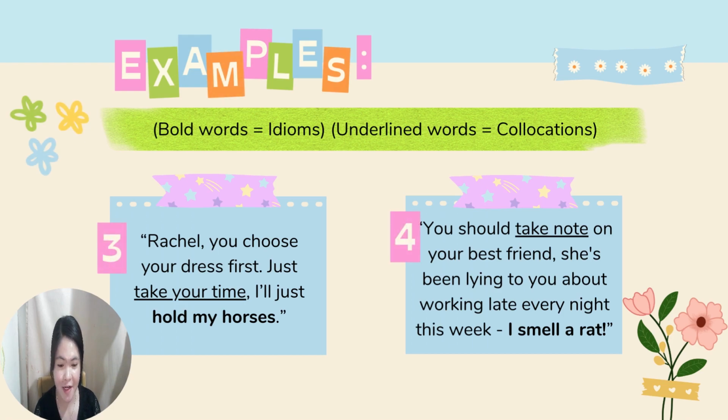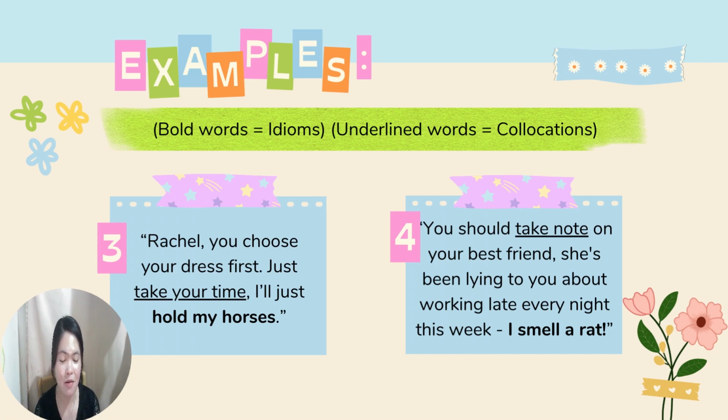All right, on to our next example. Now for the third example. Rachel, you choose your dress first. Just take your time. I'll just hold my horses. So what do you think is the meaning of this particular idiom? Anyone? All right, that's correct. So from the collocation take your time, you'll have an idea of what hold my horses means. It means patience. So from what the collocation says, take your time, meaning you're willing to wait. So you just hold your horses.